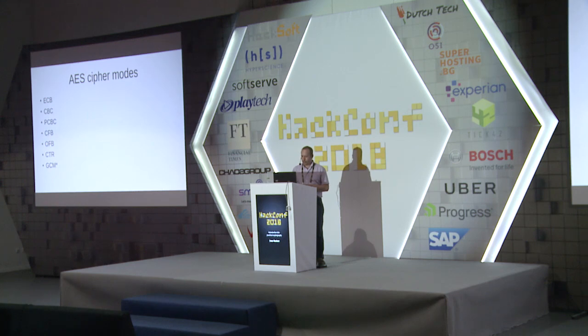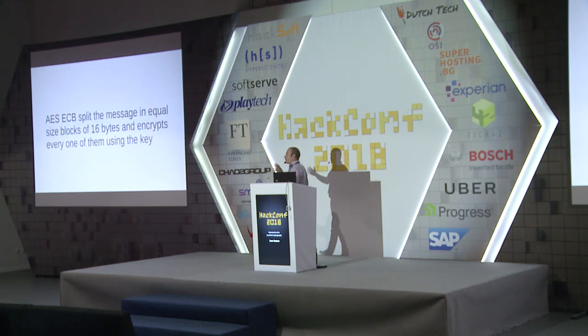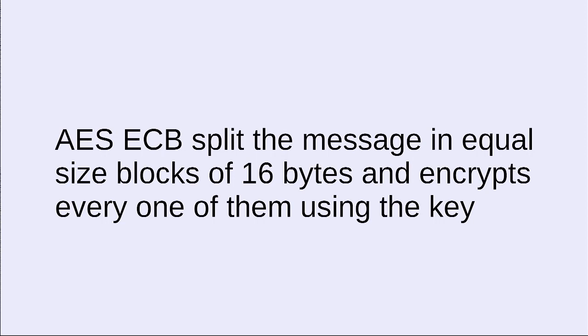Let's take ECB. So ECB, in general, takes the data, splits it into blocks of 16 bytes, and then encrypts every single block individually with the same key. And because AES allows us to reuse the key, all the blocks are encrypted, then combined in one message, and that's your result. That's pretty simple. That's really efficient. It can run in parallel, etc., etc.